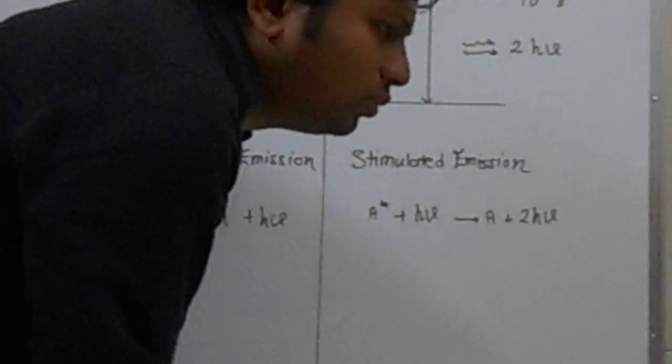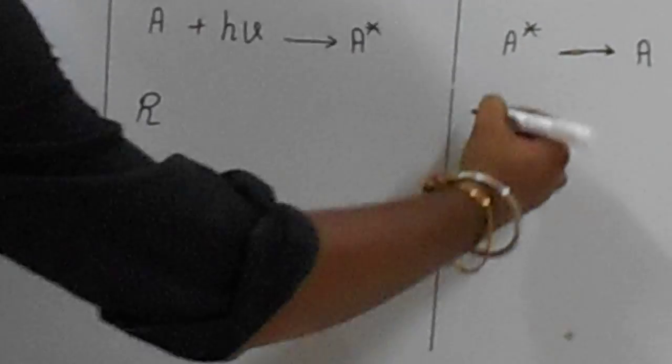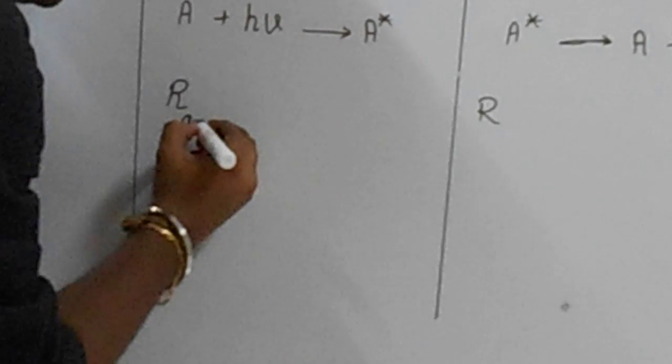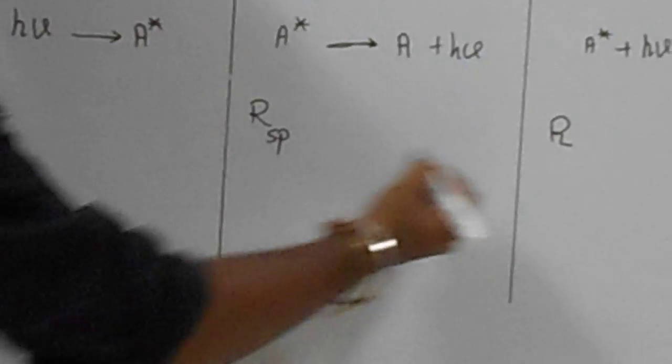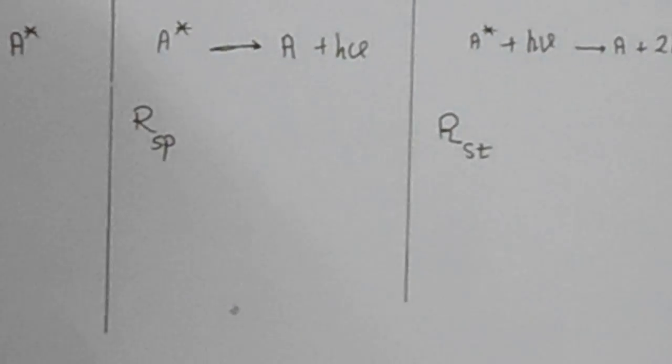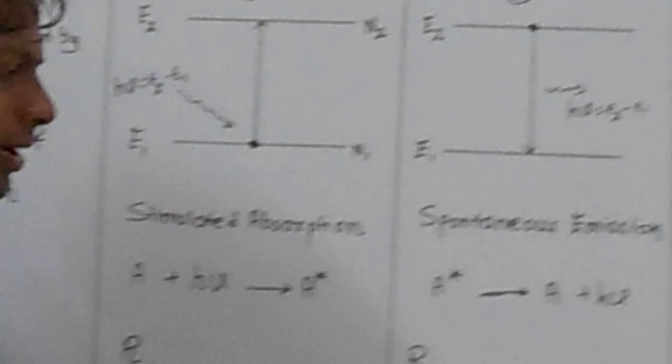So as you all can see, we have discussed 3 processes: stimulated absorption, spontaneous emission and stimulated emission. After this, we also have to discuss the equations of the rate of the processes. The rate of any process is denoted as R, but in order to differentiate, here I will write R suffix AB, the rate of absorption, R suffix SP, the rate of spontaneous emission, and R suffix ST, the rate of stimulated emission. Let us consider N1 is the number of electrons in the lower level and N2 is the number of electrons in the upper level.